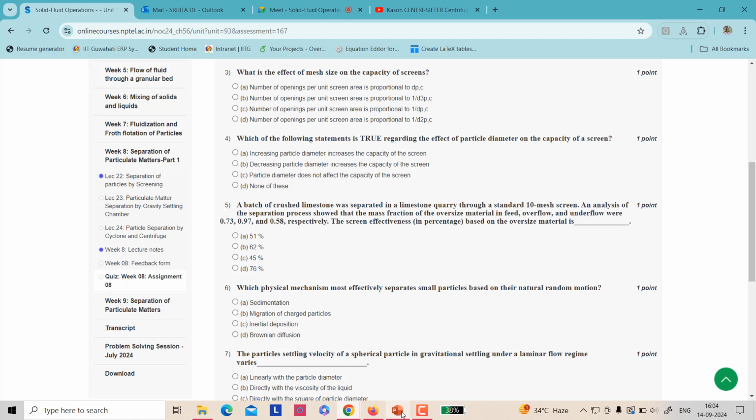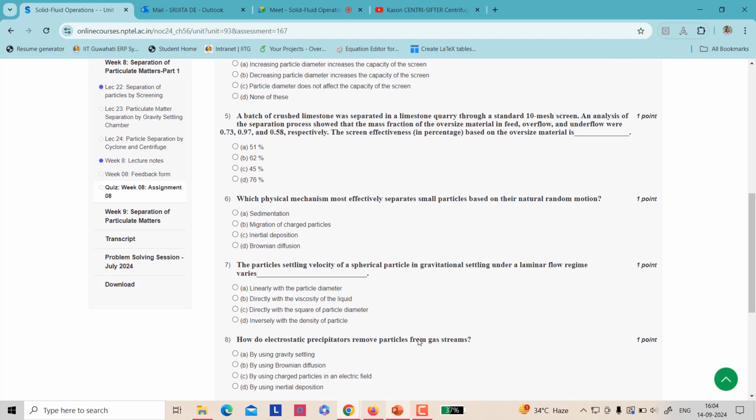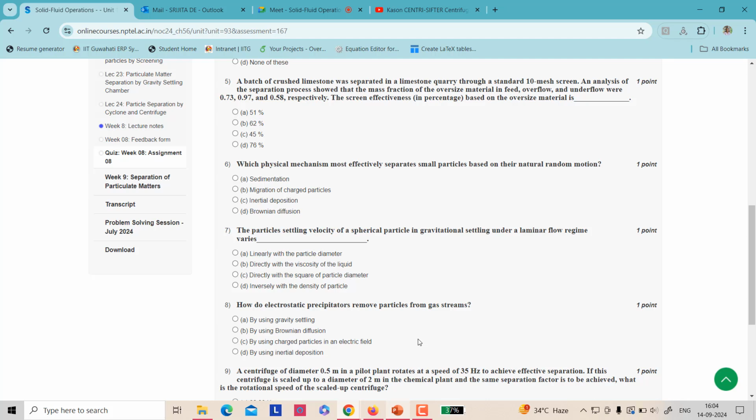Next: which physical mechanism is most effective to separate small particles based on their natural random motion? My answer is Brownian diffusion. Yes, it is Brownian diffusion.